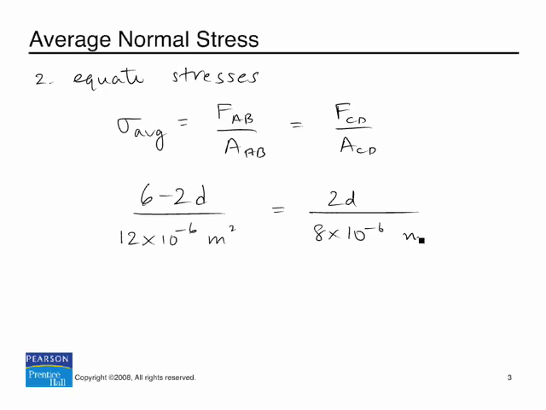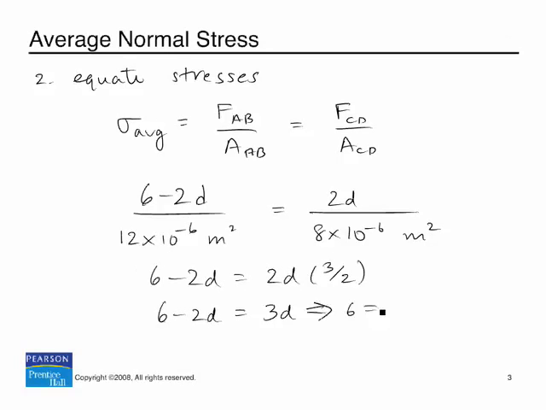Okay. Now you can see that the 12 and the 8, even though they're times 10 to the minus 6, they just sort of cancel and become a 3/2. So we end up with 6 minus 2D is equal to 2D times 3/2. And if we go ahead and do the algebra, we end up with 6 minus 2D is equal to 3D. That implies 6 equals 5D, or D equals 1.2 meters. And there's your answer for D.